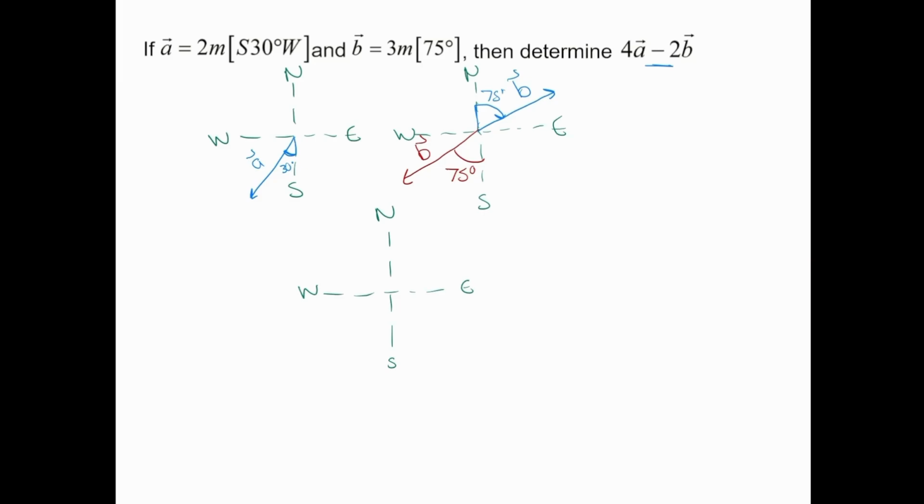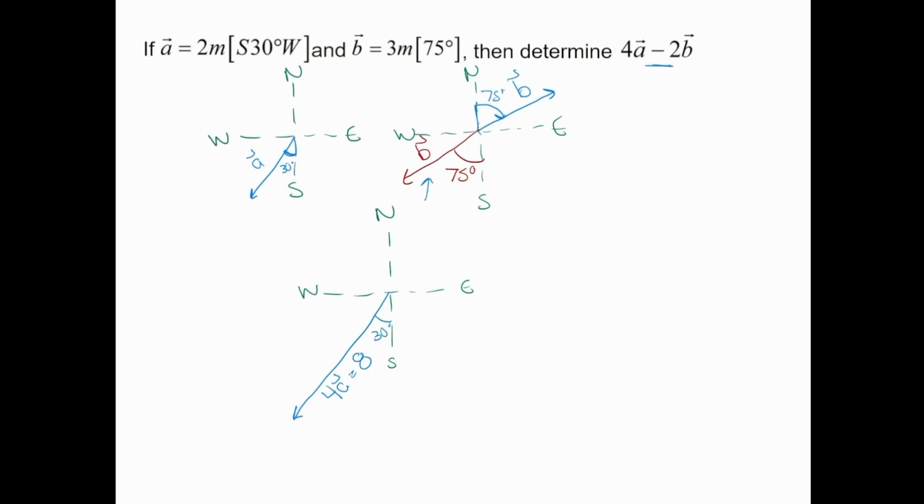Now I've got my vector A, but it's not just vector A, it's 4 times vector A at 30 degrees. That means that if A is equal to 2, then 4 times A will be 8. So I am going to draw at 30 degrees this vector here that is going to be 4A, which equals 8. So 4 times 2 is 8, and this angle here is at 30 degrees.